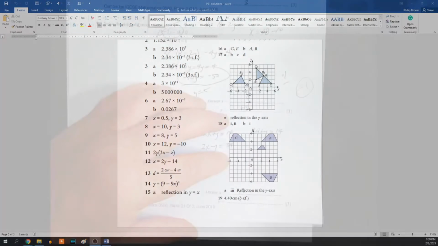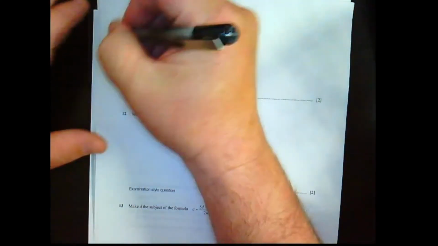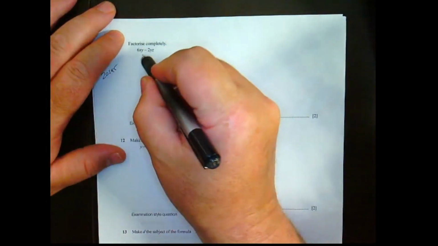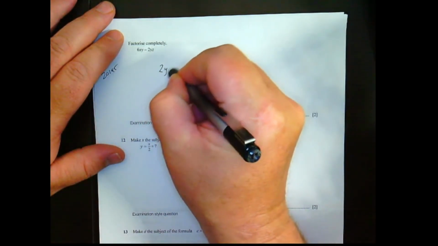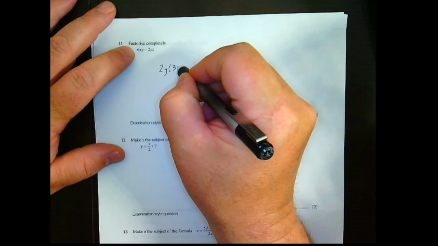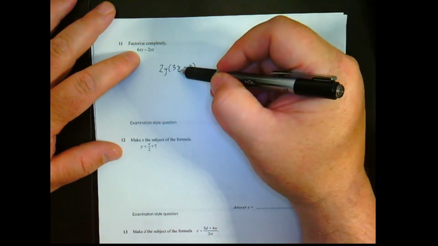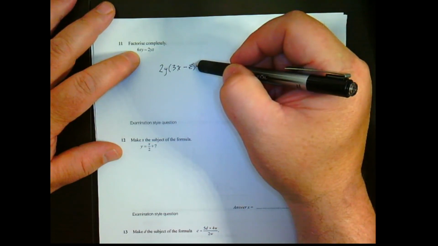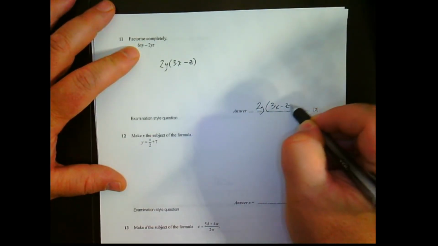So let's move on to number 11. The time is 20 minutes, 45 seconds. All right. Factor. So I've got a factor of y on both and a factor of 2. So I can take out 2y and I get 3x minus z. So that would give me 6xy, and this would give me -2yz. So there's my answer: 2y(3x minus z).